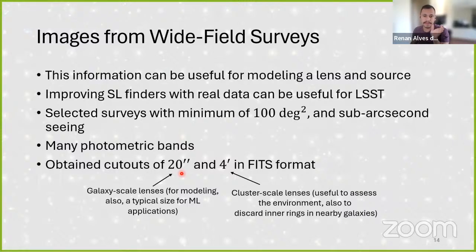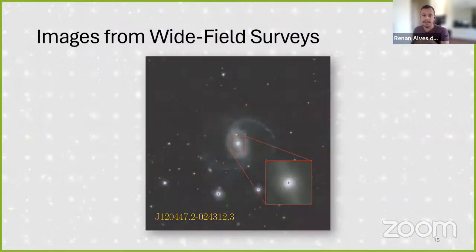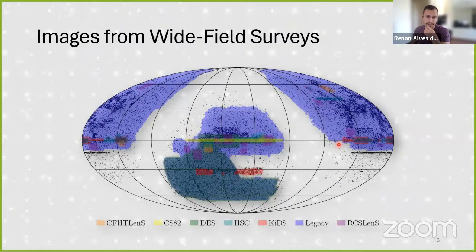This is why it's very useful. For example, if you only use images of 20 arc seconds like this, you might classify this as a very nice Einstein ring. But actually, if you see the environment in a much larger image, you see that this is our galaxy. So it is very interesting to gather this information. Here is the footprint of the surveys from which we get the imaging cutouts.